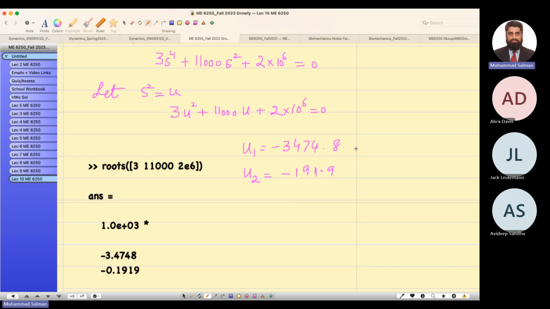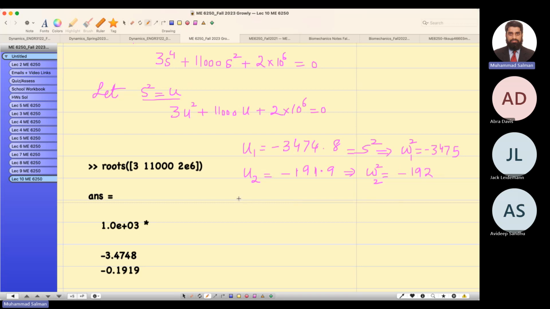And now if this is equal to U1, what is U1? You see, it is equal to s square. That means omega square equals -3475, let's say. Okay, for instance, it's not a very bad selection. Omega 2, this is omega 2, this is omega 1. These are the resonance frequencies. Make sure these are the resonance frequencies. Omega 2 square is -192.